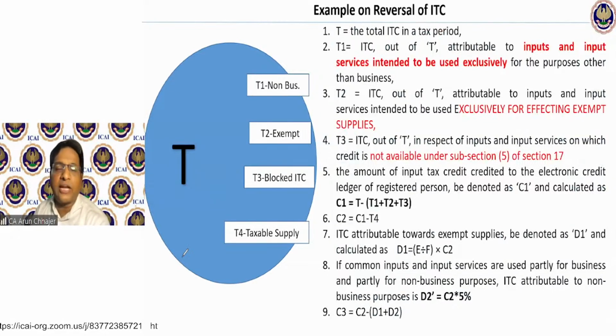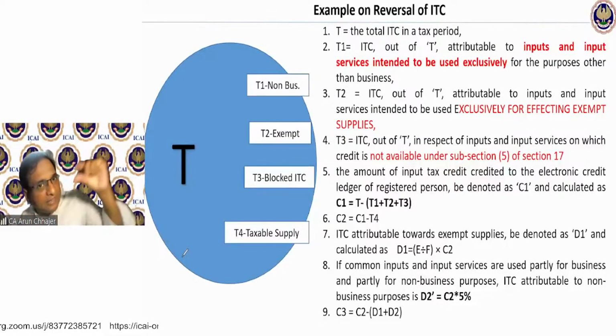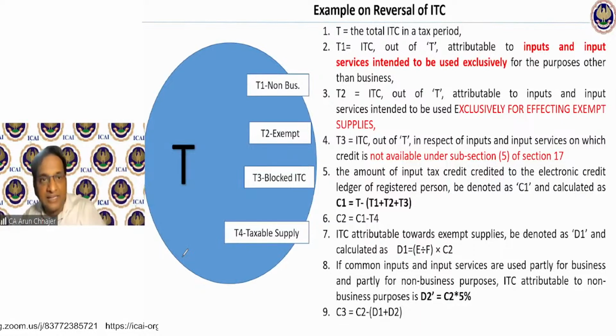So this we have to calculate two times: first at every tax period, and second after the end of the tax period we need to recalculate. And then finally, the amount calculated after the end of the year, by taking the annual turnover of the exempt supply and taxable supply, will be the final and will be compared with the monthly amount. If it is higher reversed, you can reclaim. If it is lower reversed, then you have to again reverse.